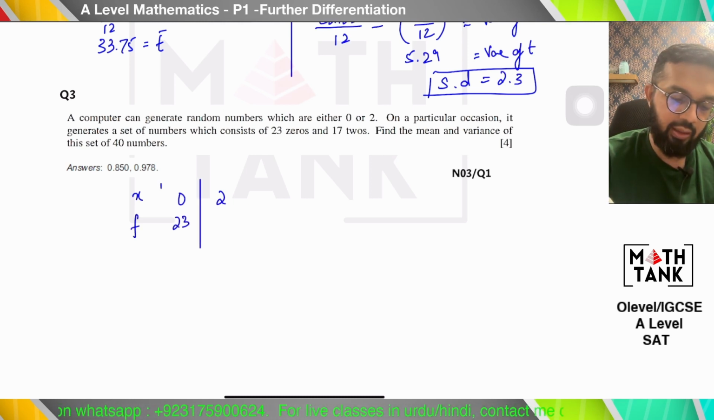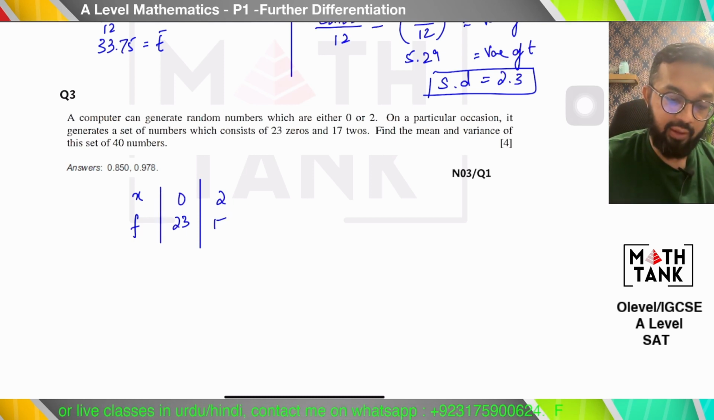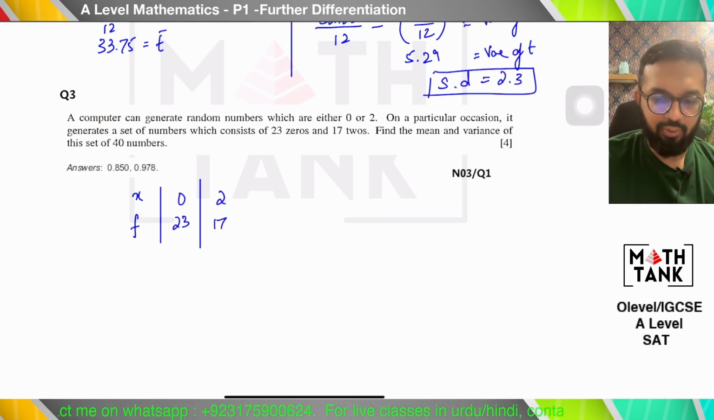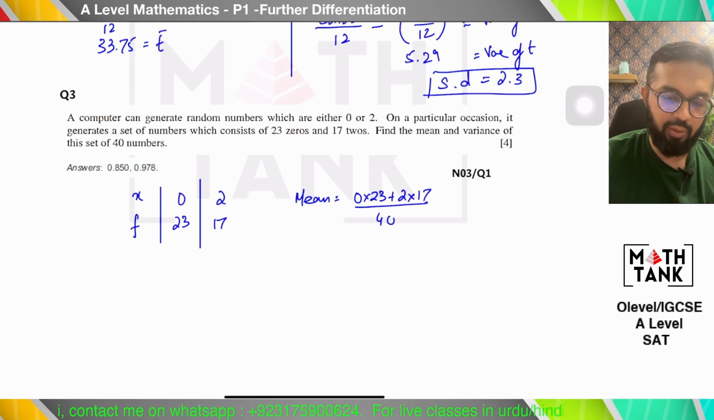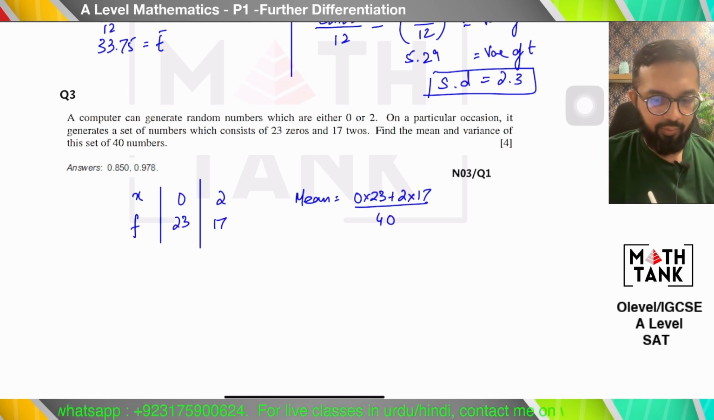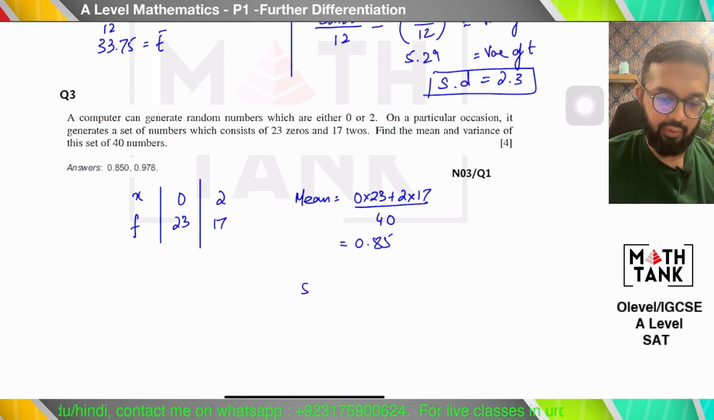So can I say that if x was 0, its frequency was 23, and there are 17 twos. Find the mean and variance of the set of 40 numbers. I think that's simple then. Mean is just fx over f. So 0 into 23 plus 2 into 17 divided by 40. That gives 0.85. Sorry, this question is asking about variance.